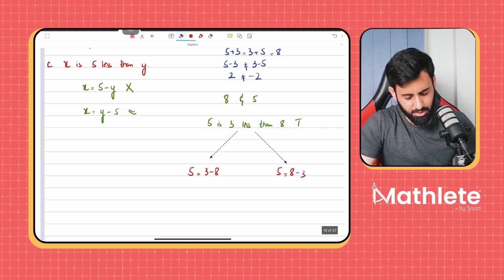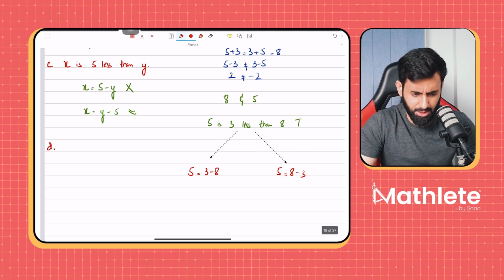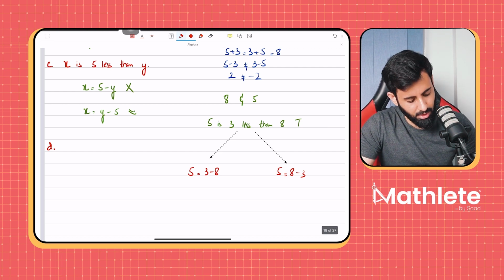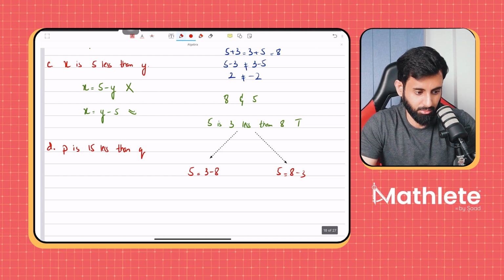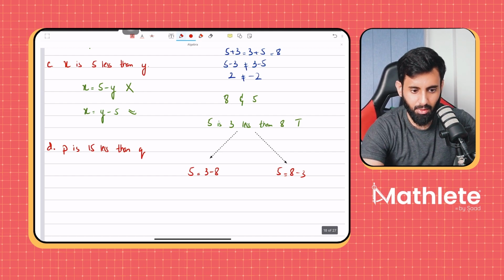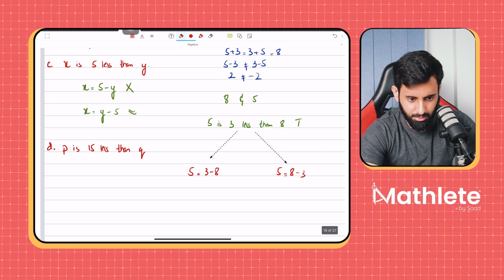Let's do some more examples so that you guys get the hang of it. People generally do struggle with this initially, but they get the hang of it. That's not a problem. P is 15 less than Q. What do you think? I read something about half or double in the chat. I missed that. Let me go back up.